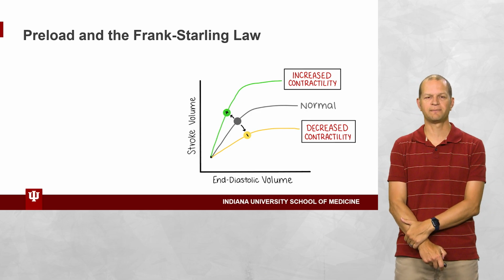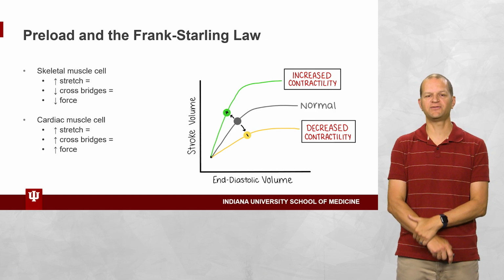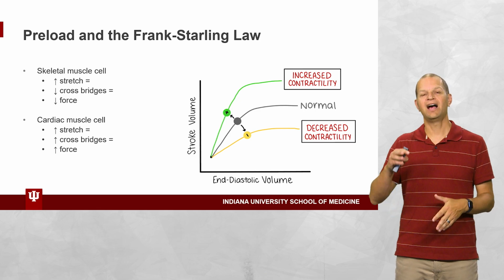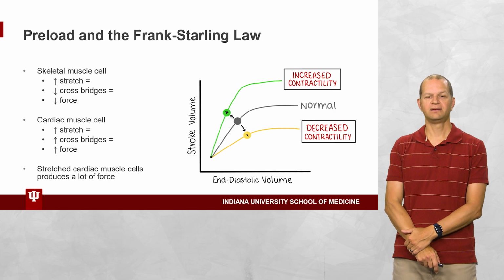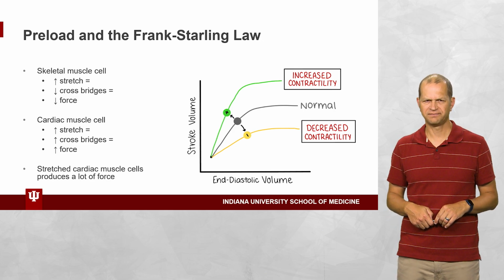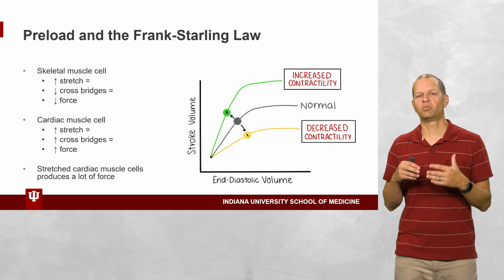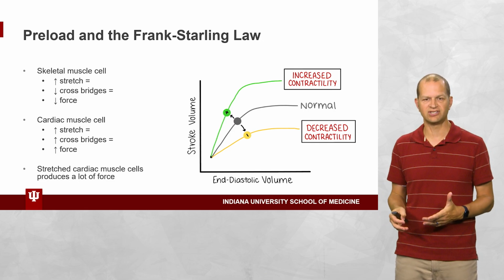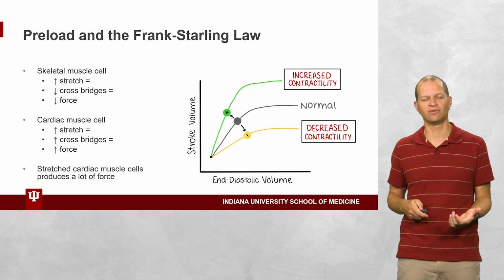It kind of plateaus. Okay, so skeletal muscle cell: more stretch, fewer cross bridges, less force. Cardiac muscle cell: more stretch, more cross bridges, more force. Up to a point, but it doesn't drop down to 0 like in a skeletal muscle cell. Okay, so stretched out cardiac muscle cells produce a lot of force. And this relationship here is what we refer to as the Frank-Starling Law. These two discovered this relationship. So they're just showing the relationship between end diastolic volume and stroke volume.